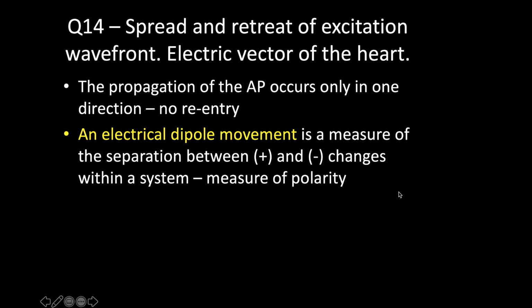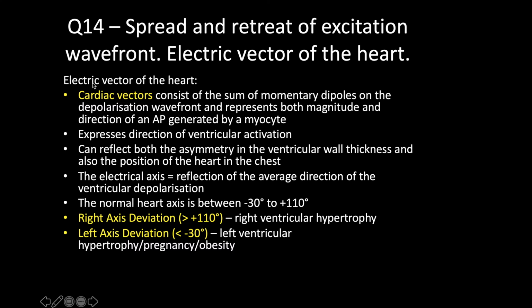And if I was going to memorize anything in this, it would be this one, word by word. This is taken straight from the presentation made by Masaryk. So the electric vector of the heart, so cardiac vectors, consist of a sum of momentary dipoles on the depolarization wavefront and represents both magnitude and direction of an action potential generated by a myocyte. I think memorize this word by word. They really like hearing this.